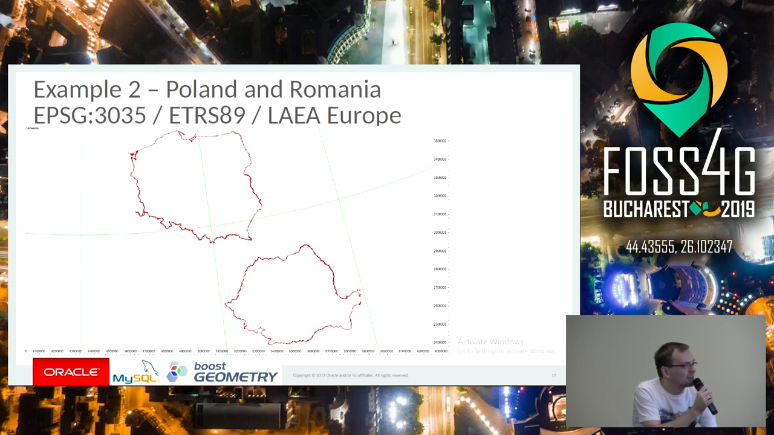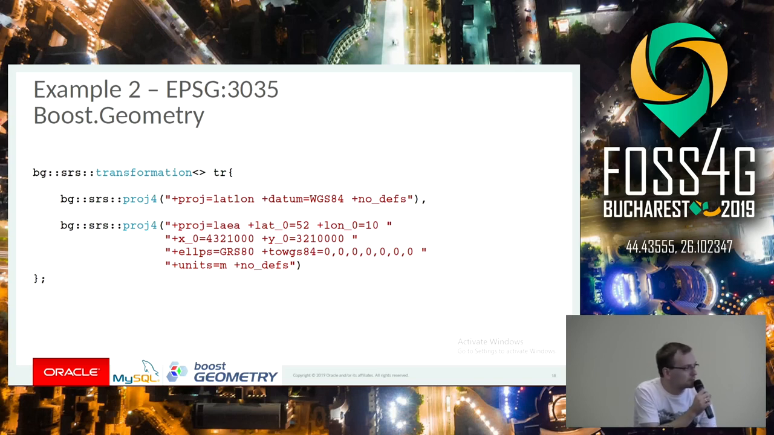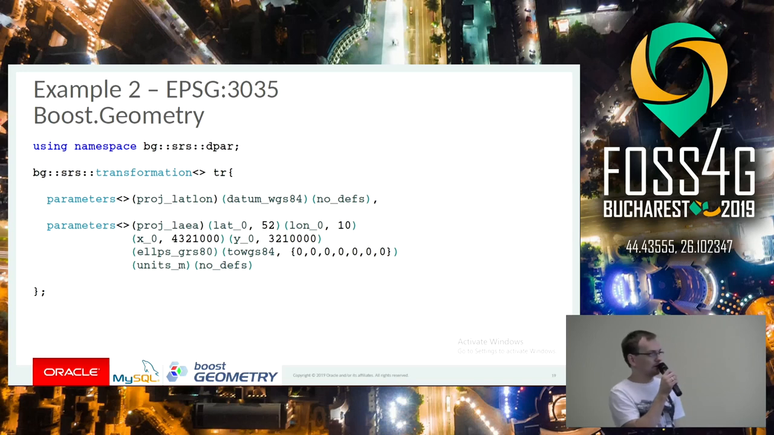So in this example, I'm using a different projection. That one was conformal. This will be equal area. So here it looks similar, right? Two Proj4 strings. Another possibility is to pass parameters directly from C++, which is similar. The interface was based on Boost program options. Names of parameters are the same, so it's similar to Proj4. But it allows you to omit string formation and string parsing on the side of the library, which is faster.